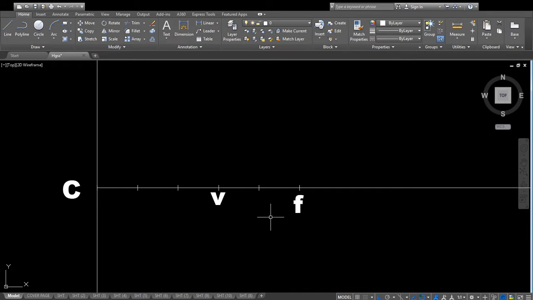Now, having done this, the next thing is to erect a vertical line at this point. We need to extend this line downward.